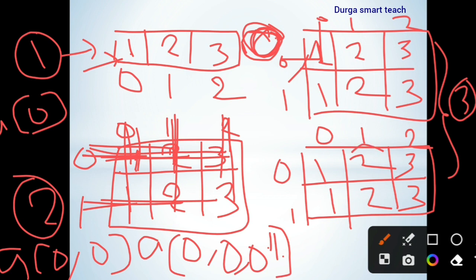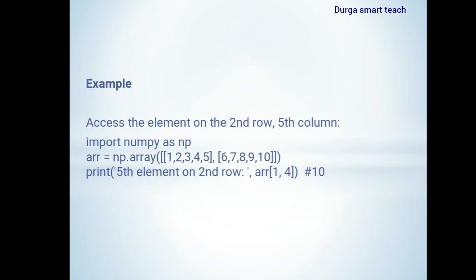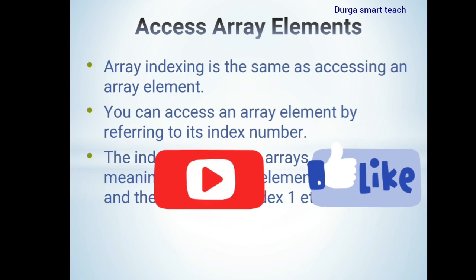If you want to represent 2, it is present in the 0th matrix, 0th row, first column. So that's why 0 comma 0 comma 1. If you want to represent 3, it is present in the first matrix and first row, second column: 1 comma 1 comma 2, like this. So I hope it is clear how to access array elements in one dimensional, two dimensional, and three dimensional.